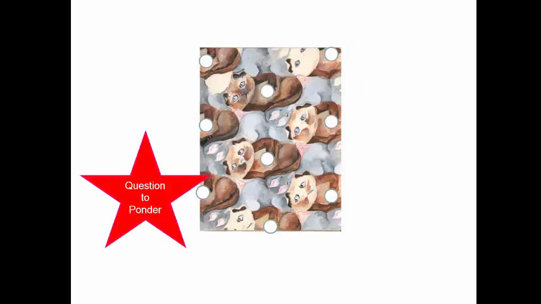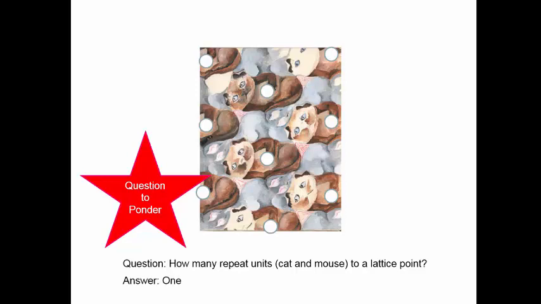Now we can also consider a question. And the question is, how many repeat units, cat and mouse, that is, to the lattice point? Whenever you see this question to ponder, what I want you to do is try and answer it before you go on to the answer, which will be given immediately. This would correspond to an iClicker question a little later in the semester. So, how many repeat units to the cat and mouse? Well, the answer is 1. There's 1 for each identical neighborhood, for each paw of the cat.